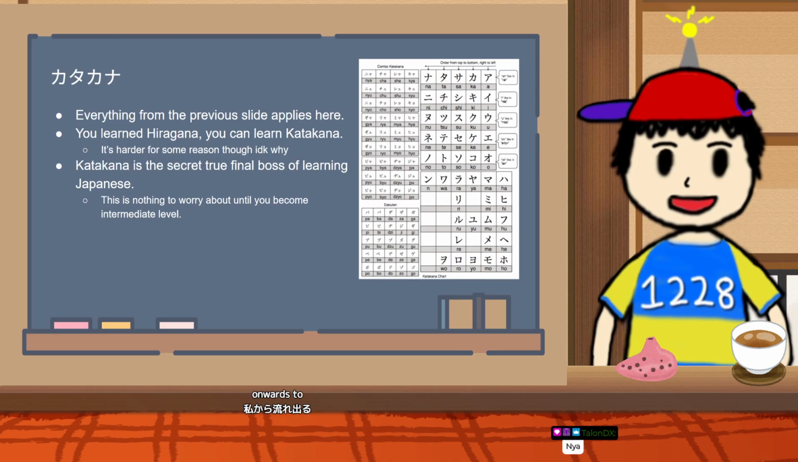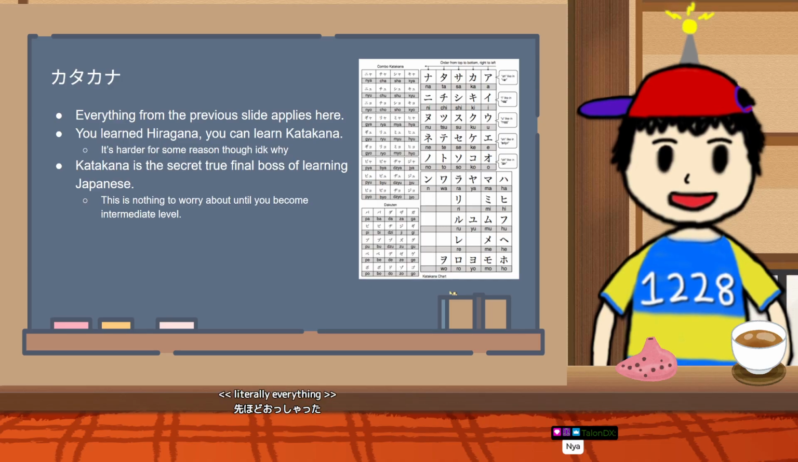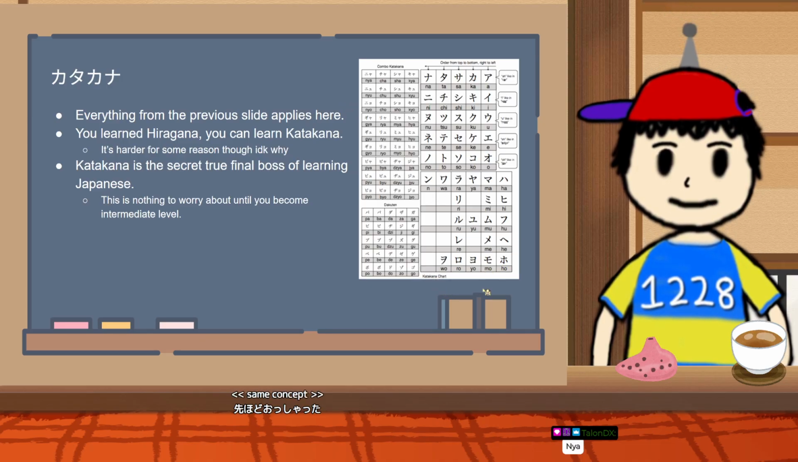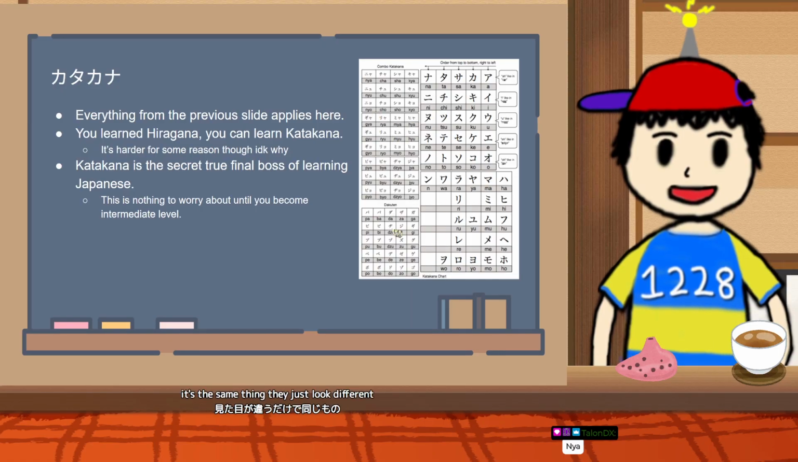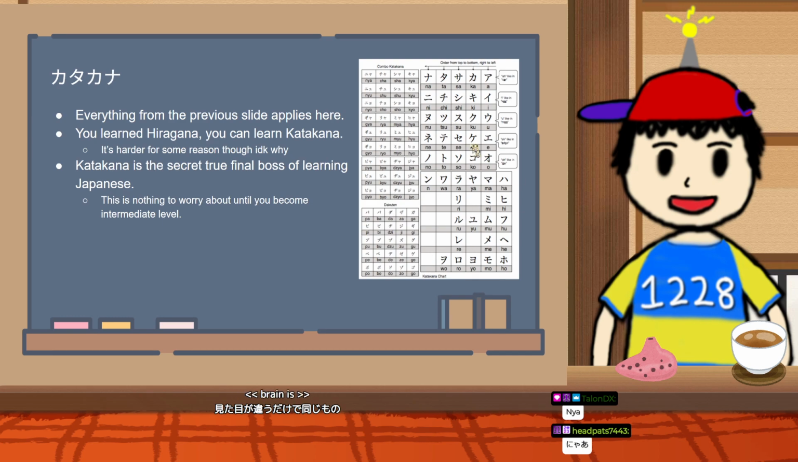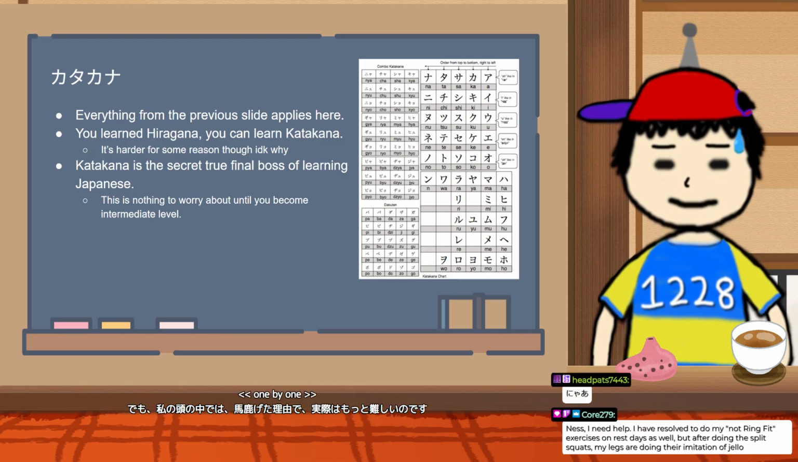Onwards to the katakana. Katakana, everything I just said about hiragana applies to katakana. Literally everything. Same rules, same concepts. It's the same thing. They just look different. But for some stupid reason in my brain, it's actually harder. I don't know why. When I see katakana, my brain just goes full stop and it freezes and has to remember, oh yeah, I'm back to first grade mode. Picking apart each sound one by one.